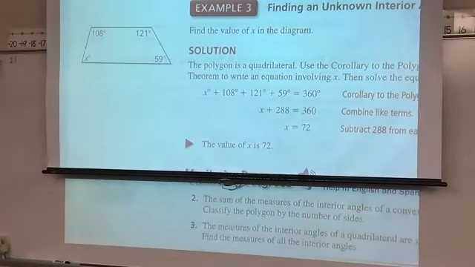All right, anyway, moving on. So we got those corollaries, or that corollary saying that's 360. All right, moving on.